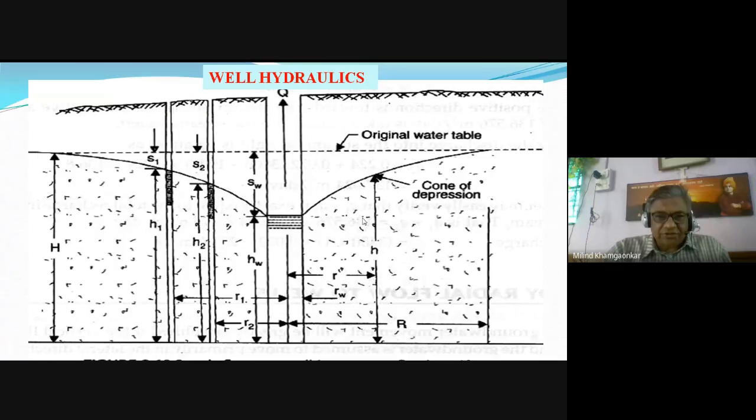These are the things if you have understood. Now the main well, the well under observation, whose hydraulics we will be calculating: HW is the depth of water in this well, and SW is the depression head or suction head. What it is called, we'll try to understand in our next slide.